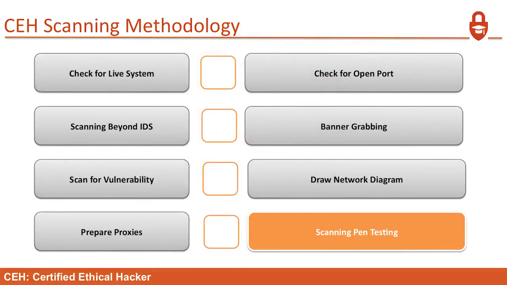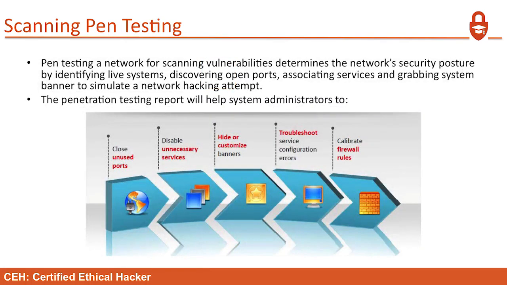And now we're going to talk about scanning pen testing. So what is scanning pen testing? Pen testing a network for scanning vulnerabilities determines the network security posture by identifying live systems, discovering open ports, associating services, and grabbing system banners so we can go look up and see which vulnerabilities are applicable to that particular version of whatever service it is. And this all simulates a hacking attempt, absolutely.